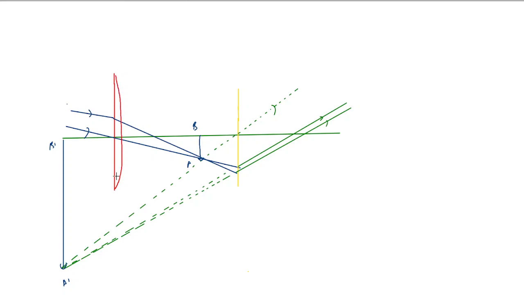So this would be the objective, and let's draw the eyepiece also. This will be the eyepiece. Draw them such a way that the objective looks much bigger than what is drawn here. So the image which is formed because of the objective acts like an object for the eyepiece, and finally the image is formed at the point B dash.